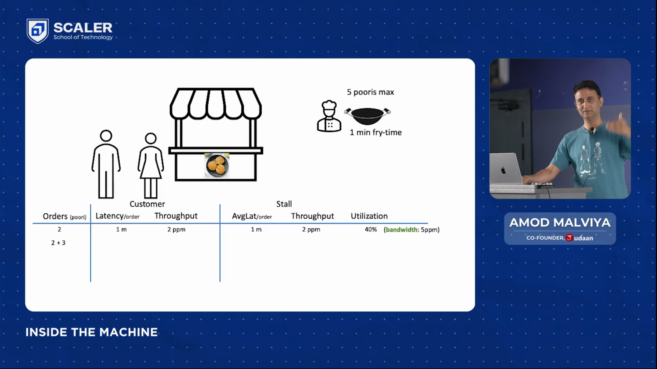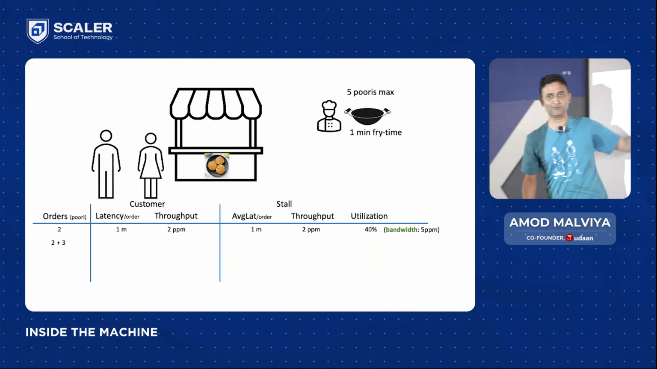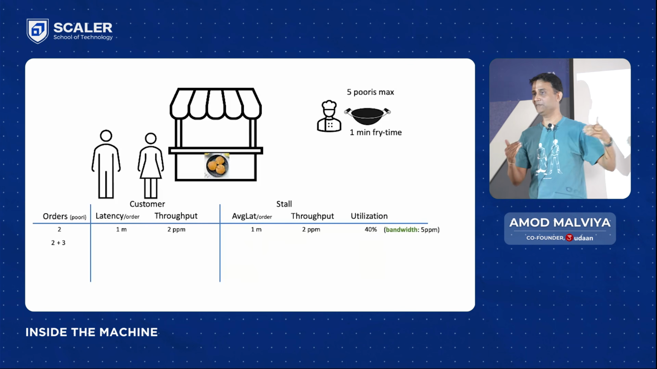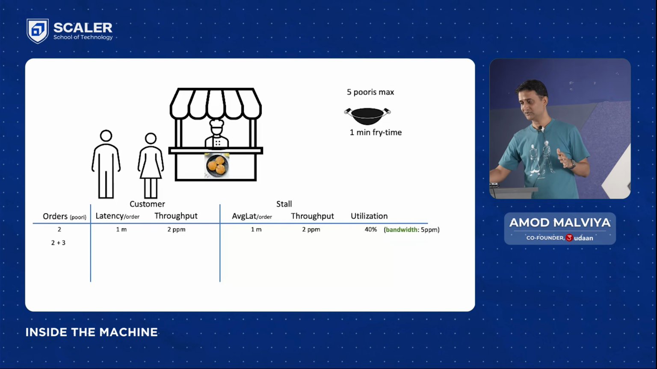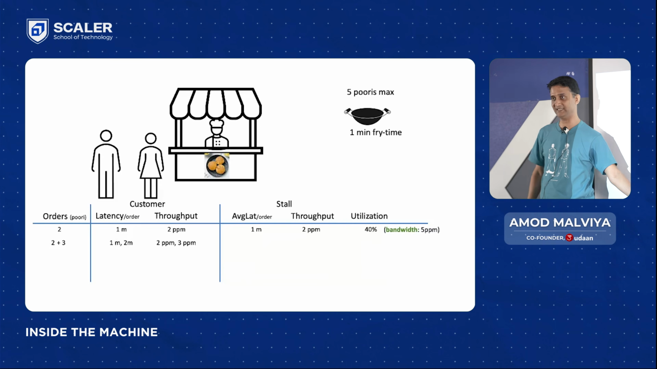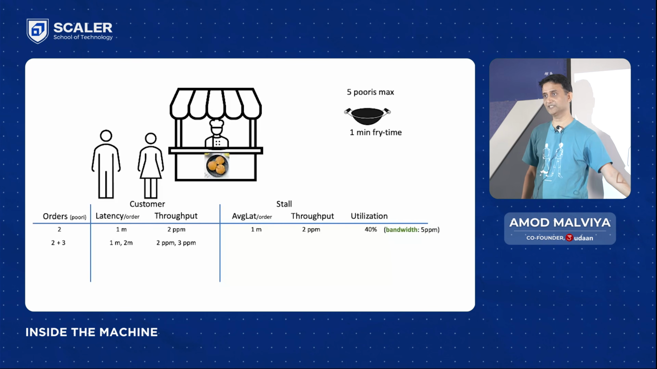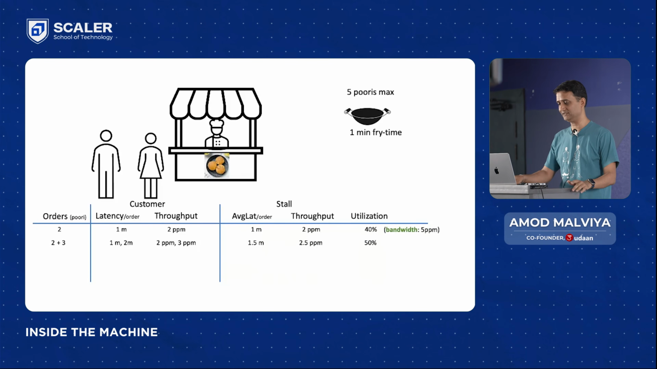So latency can be defined in different forms. You can define it as from the time that I wanted to order to the time that I received it. I can also define it as from the time that I actually ordered to the time that I got it. Because we are currently interested in the performance of the stall, it makes sense to measure from the time that I walked in to the time that I got the puri. Make sense? So the first customer's latency was 1 minute, the second customer's latency was 2 minutes. Throughput for the first customer was 2 puris per minute, second customer was 3 puris per minute.